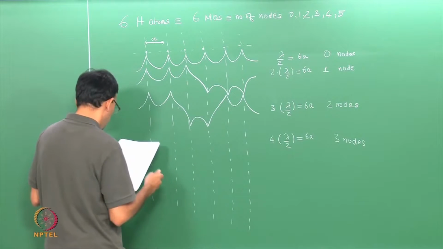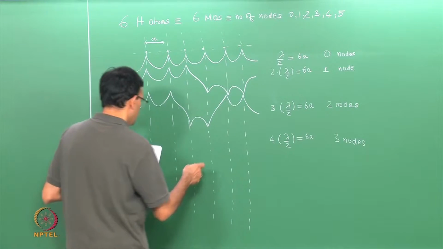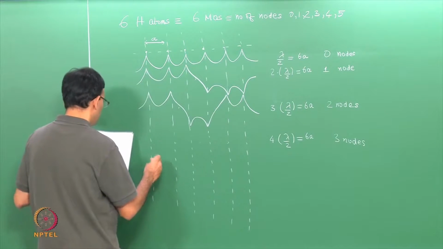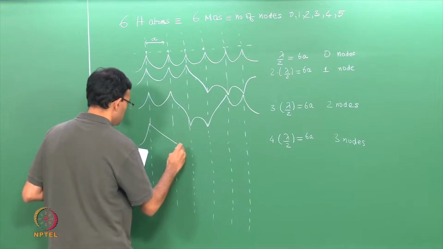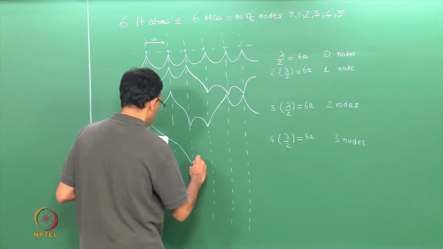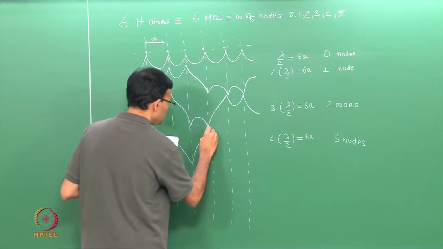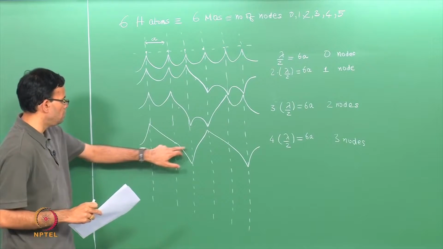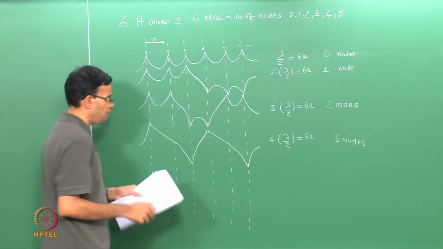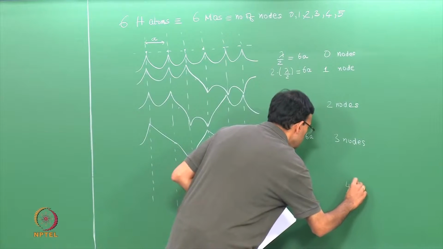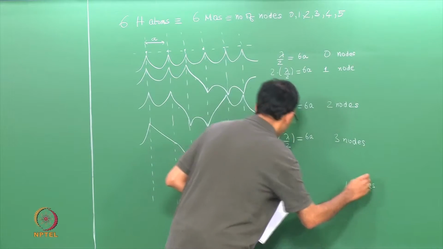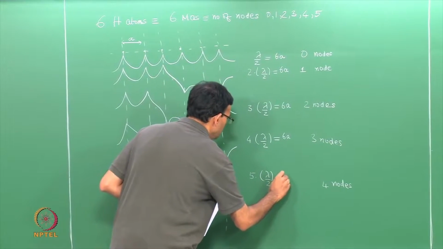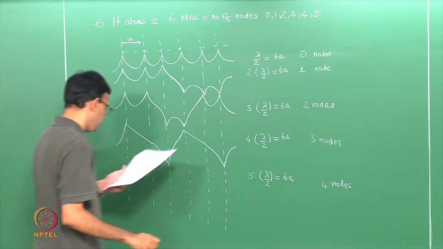So, here you have one node here, and the next node comes in between, the next node here. So, this is the case with 3 nodes: 1, 2 and 3. Then we have 4 nodes. So, it is 5 times lambda over 2, which is 6a.